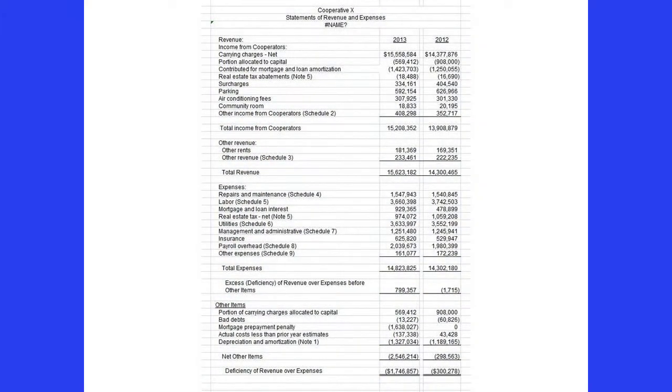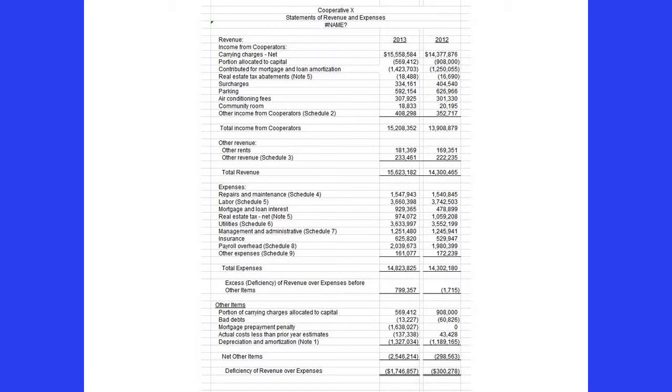On the expense side, it's really straightforward that these are just expenses. The important part, in the middle of the sheet, is the net of operations before other items. To comply with GAAP, you need to get to the bottom line, which is the deficiency of revenue over expenses.